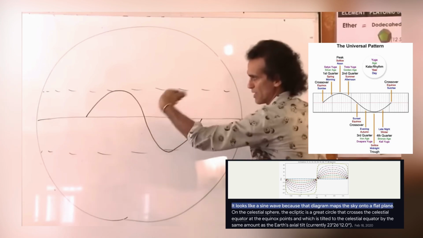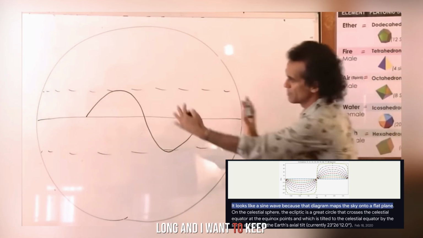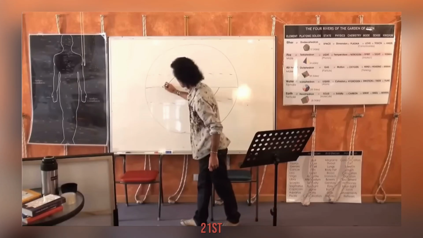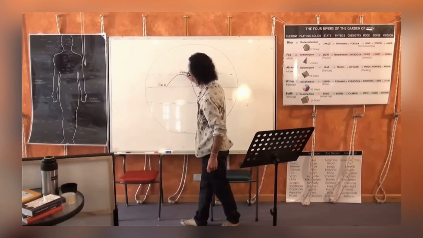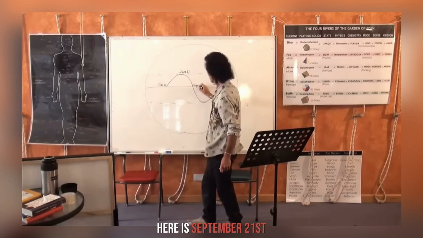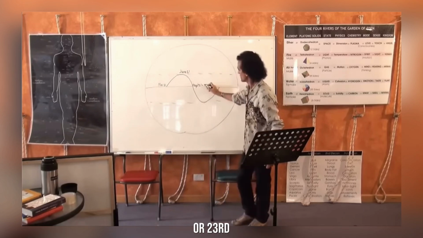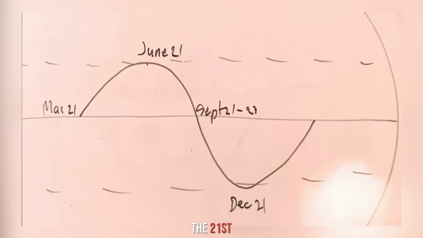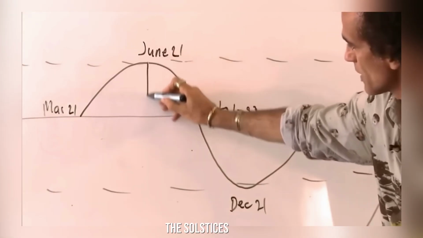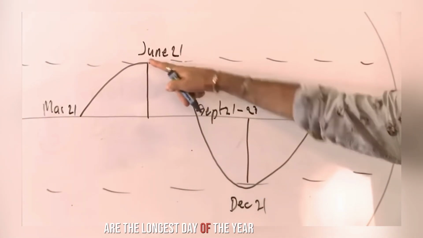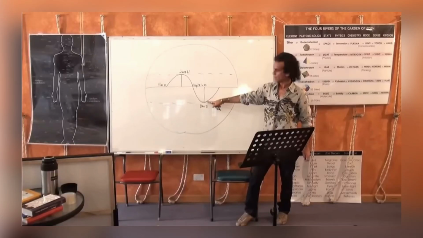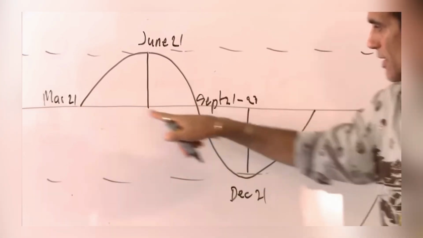Obviously, I haven't wrapped this sine wave around the globe, otherwise it'd be very long, and I want to keep all the information there, okay? So there's your solstice. Here's March the 21st. Here is June the 21st. Here is September 21st. Or 23rd, whichever you want to go with. And December the 21st. Okay? These represent the solstices. These are the longest day of the year and shortest day of the year. Okay? From the northern hemisphere perspective. And these are the days of equilibrium.